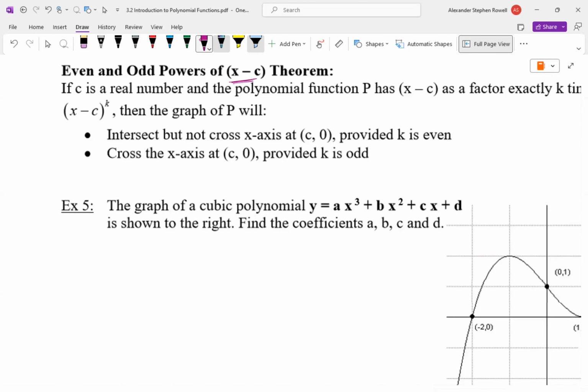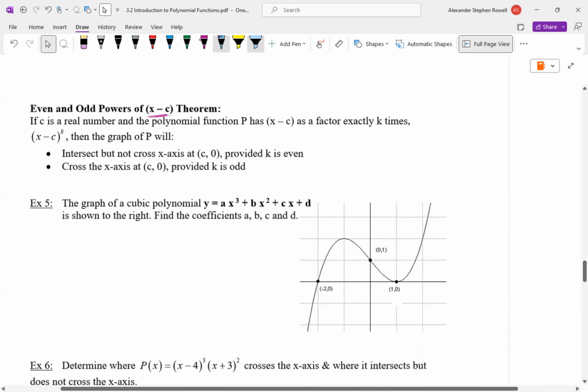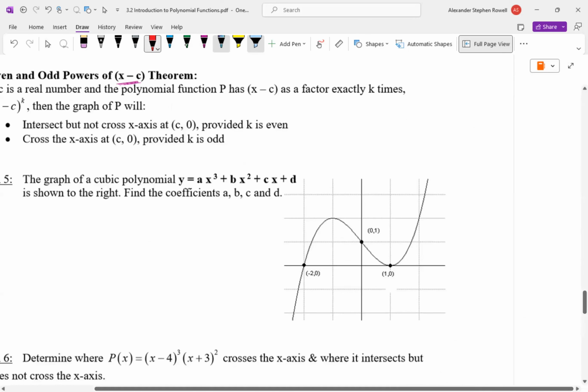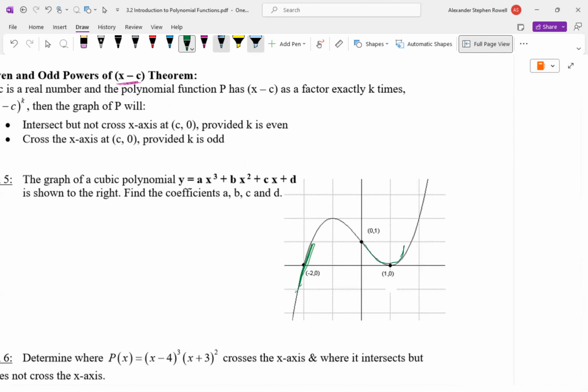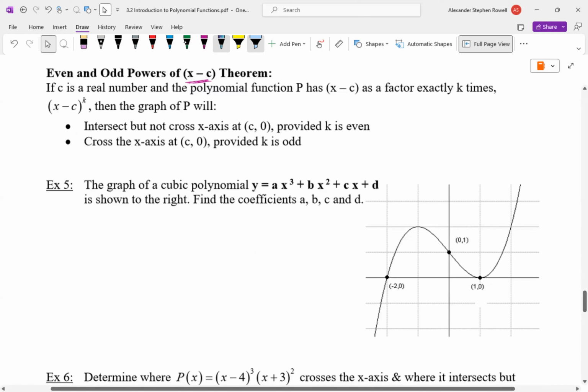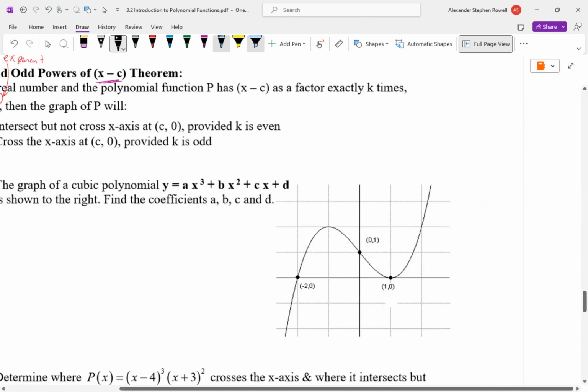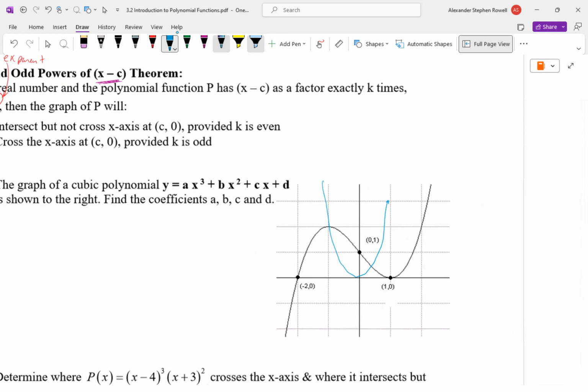The next theorem, even and odd powers of x minus c. So this corresponds to a factor. And we know that those factors correspond to zeros. So one thing we'd really like to know is when will our graph go through the zero, pass through it, and when will it only touch and turn around? It turns out it has to do with the exponents. So for instance, y equals x squared looks like this. It has a 0 here at 0, 0, and it doesn't pass through it. It touches and turns around because the exponent is even.